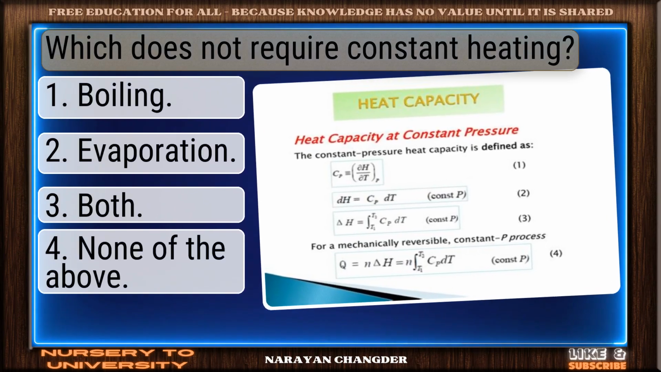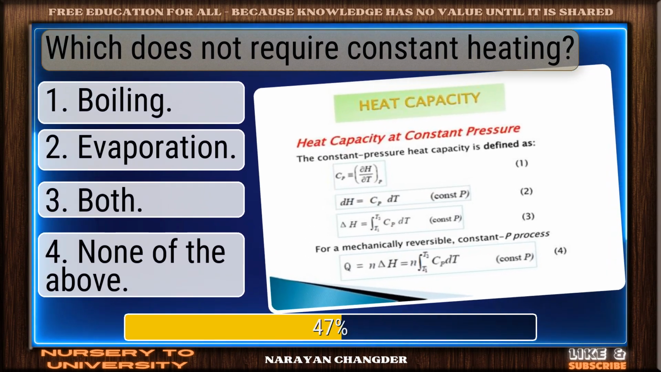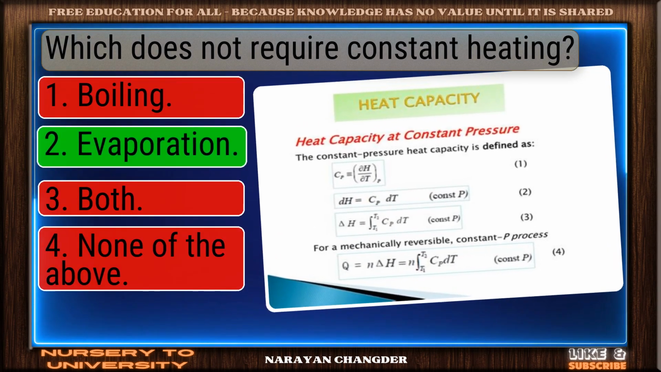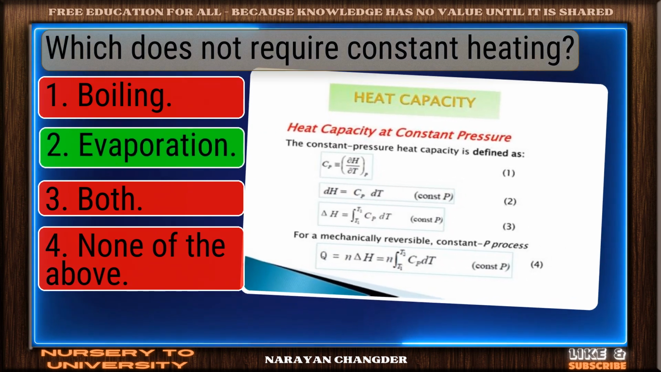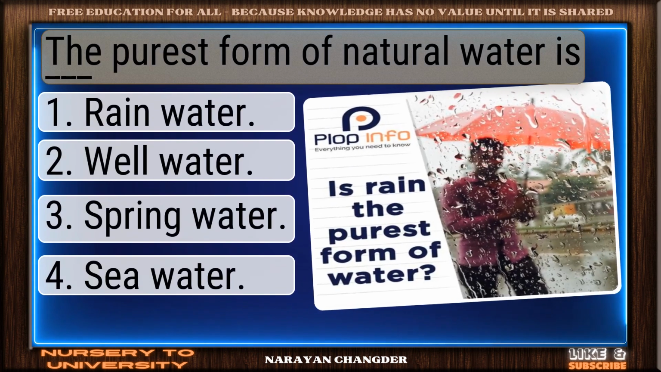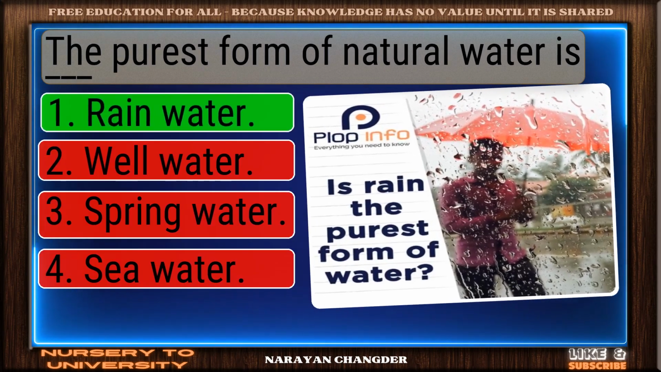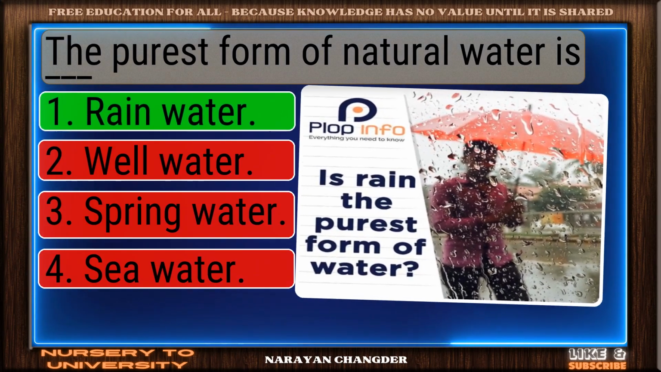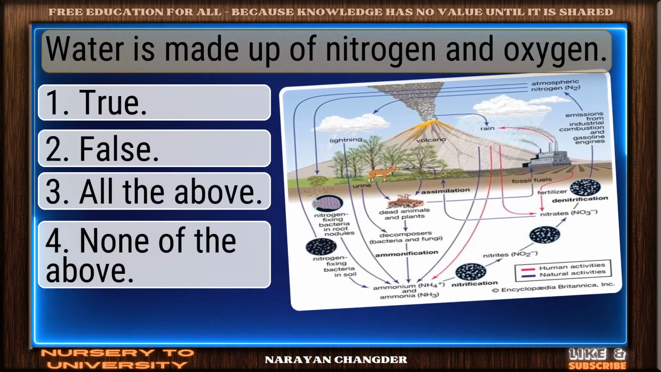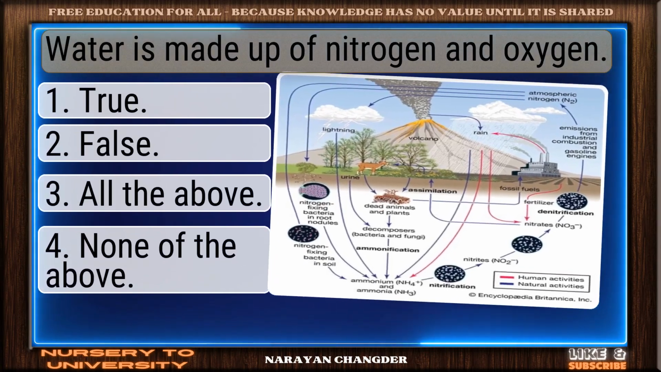Which does not require constant heating. Nicely done. Evaporation is a solid answer. The purest form of natural water is dash. Solid response. Rainwater is a valid choice. Water is made up of nitrogen and oxygen.